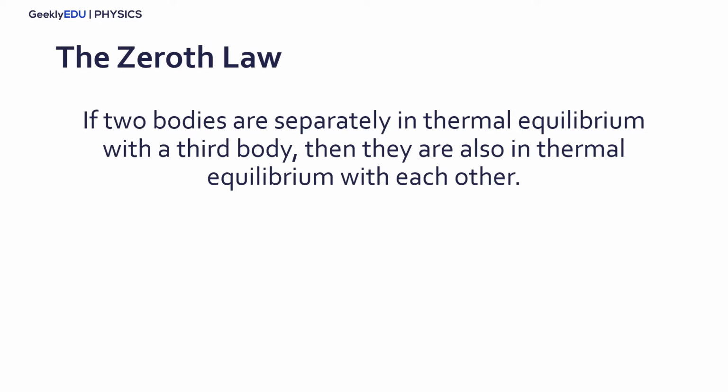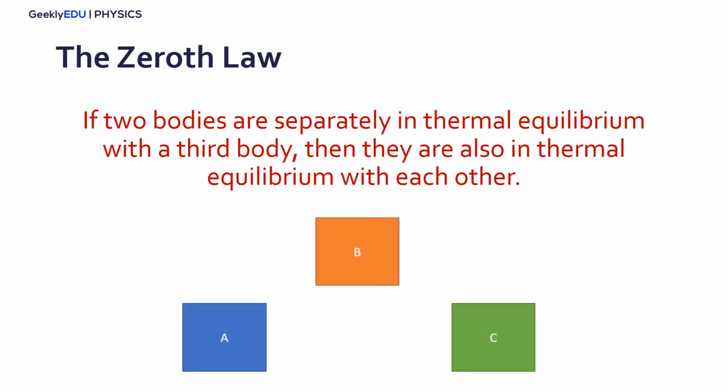Now that you know what thermal equilibrium is, let me show you the Zeroth Law of Thermodynamics. The Zeroth Law states that if two bodies are separately in thermal equilibrium with a third body, then they are also in thermal equilibrium with each other. Let's imagine we have three objects, A, B, and C. If A is in thermal equilibrium with B, and B is in thermal equilibrium with C, then A is also in thermal equilibrium with C.